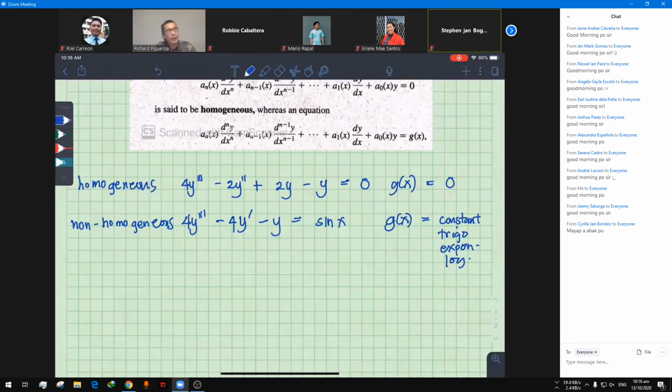So it is the same as the verification of a solution. Derive, and then afterwards, substitute. If it equates, therefore, that is a solution of the differential equation.